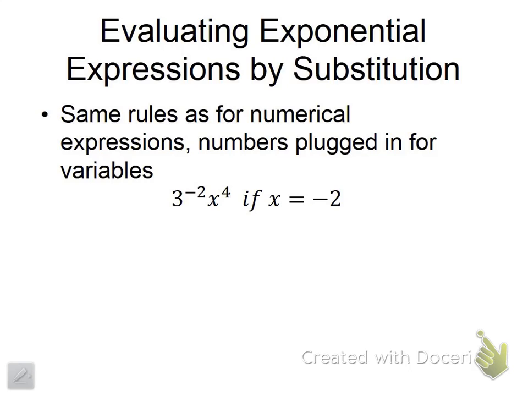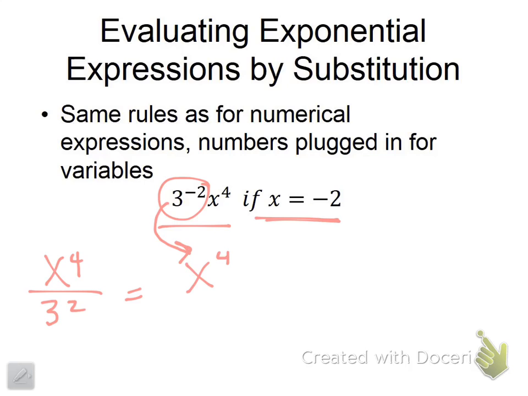Okay, evaluating exponential expressions by substitution. So this is going to be the same thing that we've been doing. So let's go ahead and reduce it, and then we'll plug this in. So this we know needs to go to the bottom. So we're going to get x to the 4th over 3 squared, which is the same thing as x to the 4th over 3 times 3, which is 9.